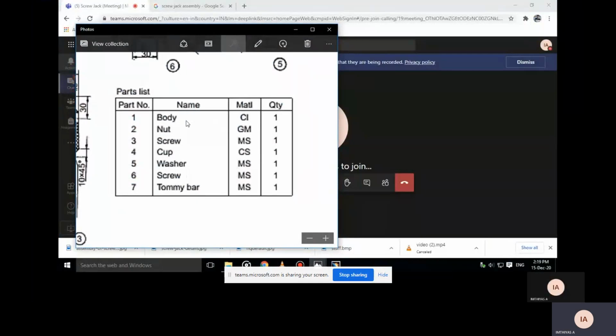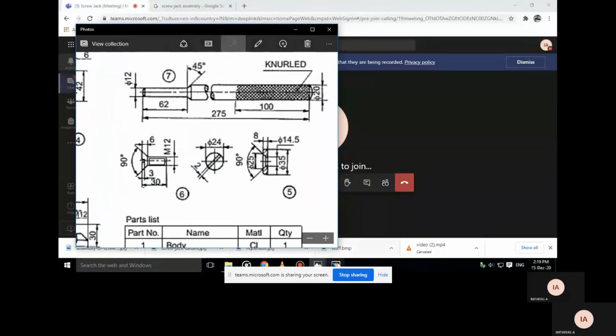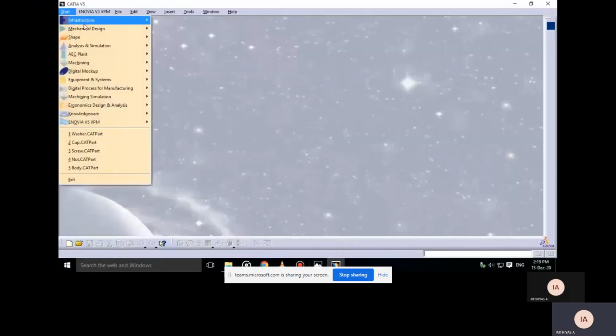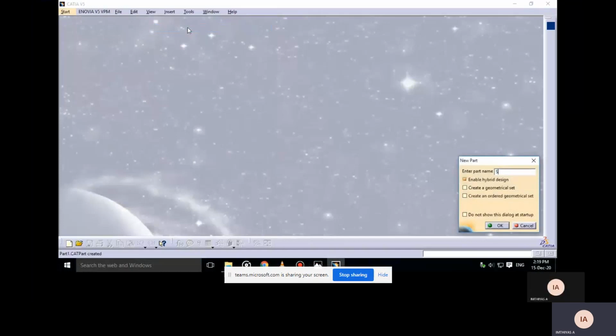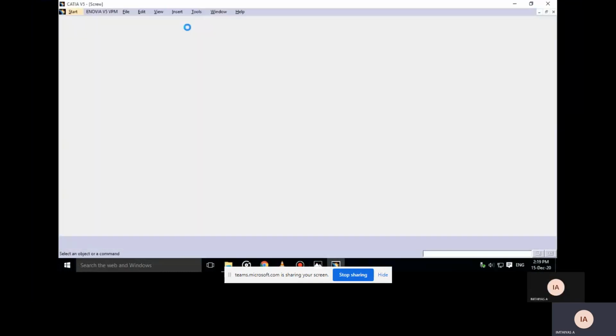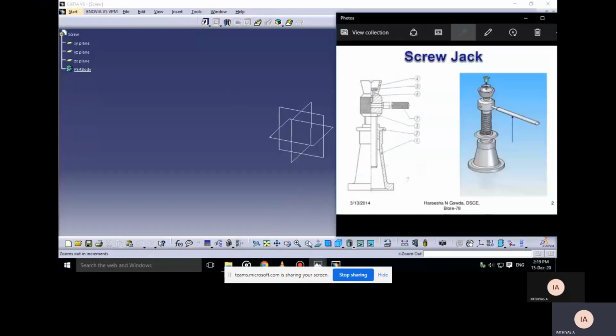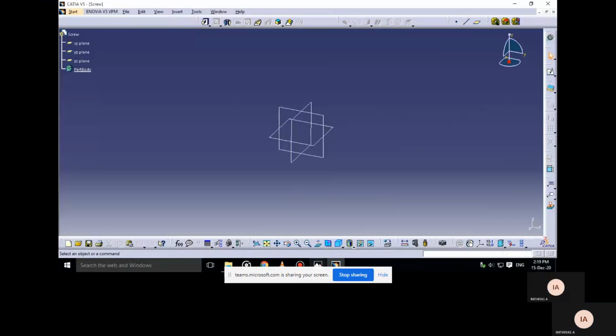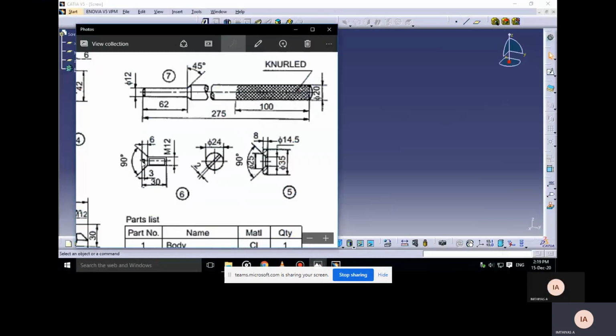So now we will draw the next part, that is the screw. The screw is of M12 type, with a thickness of 6 at 90 degrees. Then we have a slot of 3 mm. The total height is 30. We'll draw that screw.